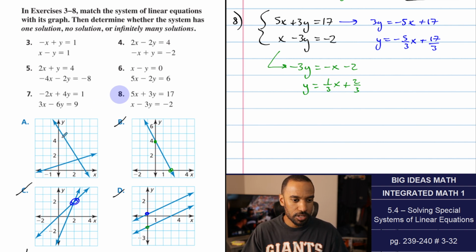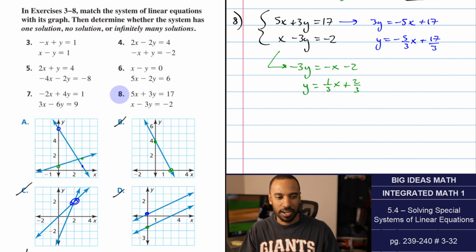17/3 is 5 2/3, so that must be this point right here, as we're going down 5 over 3, down 1, 2, 3, 4, 5 over 1, 2, 3. Boom! We hit another point right there. This one, 1/3 x plus 2/3. 2/3 is right there. Boom. And up 1 over 1, 2, 3. Boom! And that probably doesn't hit that point. Boom, right here. But that ends up being that line.